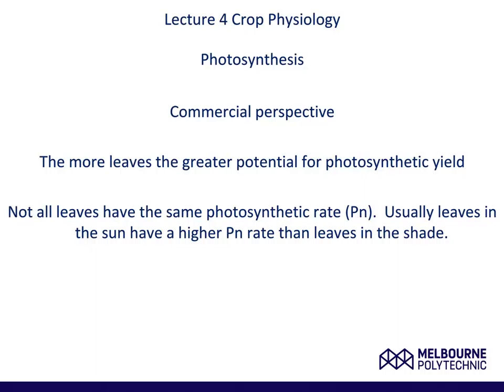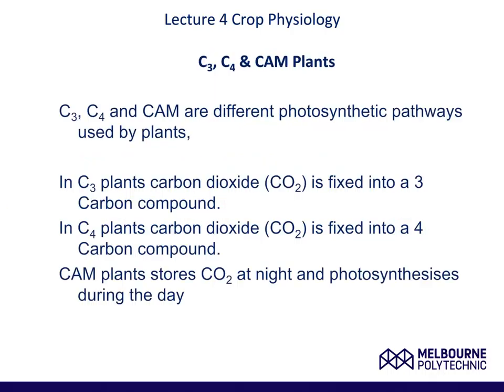It is also interesting to note that not all leaves have the same photosynthetic rate. For example, a leaf in the sun will usually have a higher photosynthetic rate than leaves in the shade. A very old leaf will usually have a lower photosynthetic rate than a leaf that has just reached full expansion. So now we've understood about the commercial properties of photosynthetic rate and total plant photosynthetic yield. There are other components of photosynthesis that we need to consider.